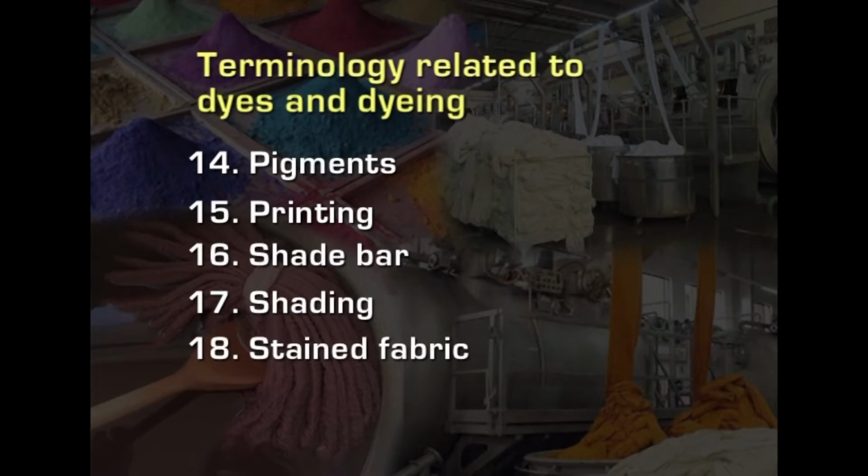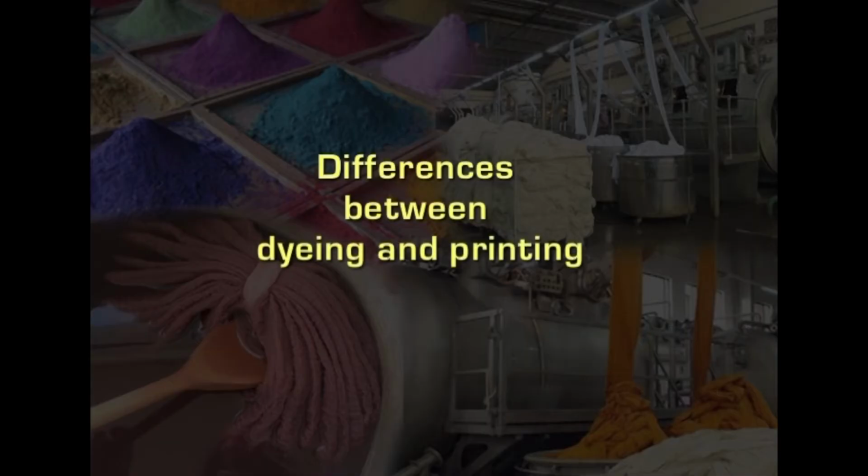Stained fabrics indicates a discoloration caused by a foreign substance, such as dirt, grease or oil, or any sizing residue on the fabric before dyeing. So, it makes a shaded fabric. Differences between dyeing and printing.